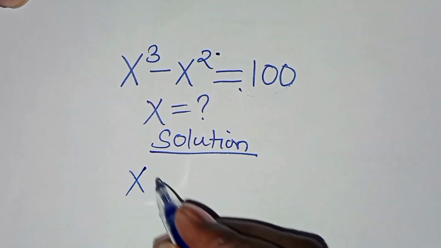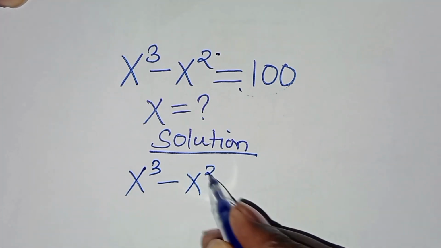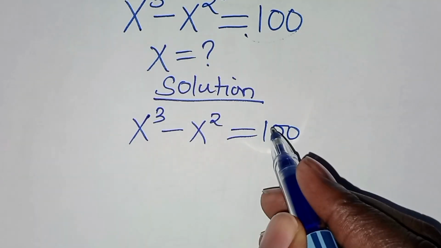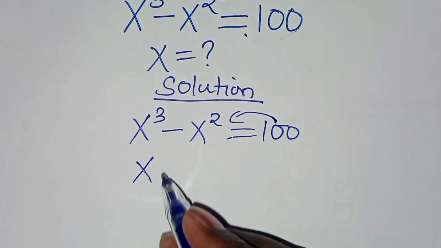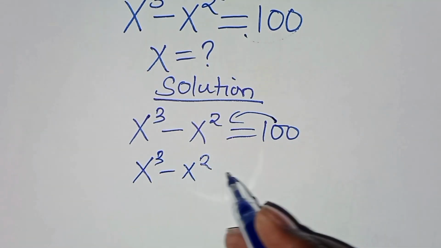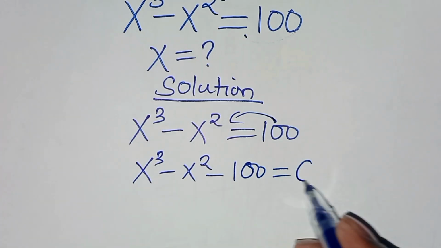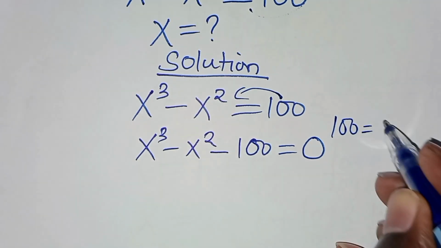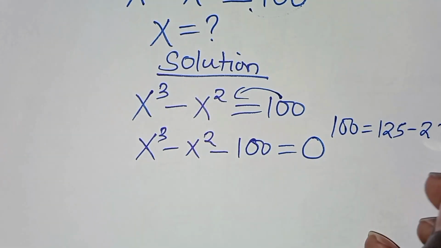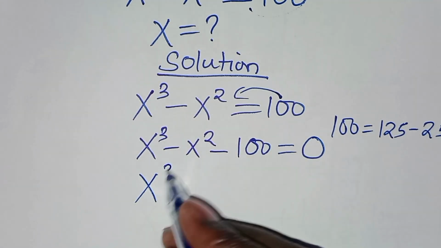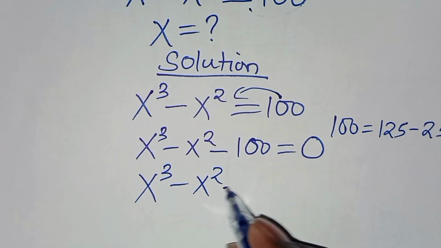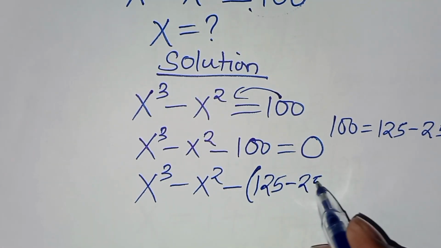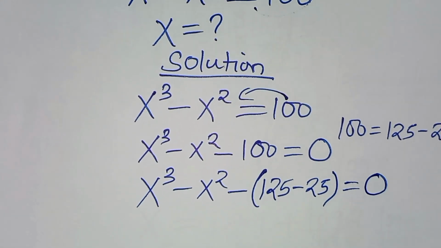Now we have x to power 3 subtract x to power 2. This is equal to 100. Now let's take 100 to the left hand side so that we have x to power 3 subtract x to power 2 subtract 100. This is equal to 0. We can express 100 as 125 subtract 25 here, so that now we have x to power 3 subtract x to power 2 subtract, now here we have 125 subtract 25. This is equal to 0.